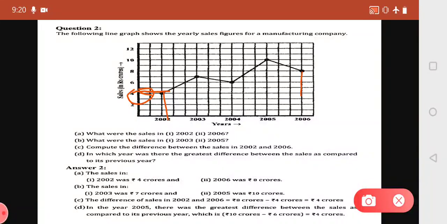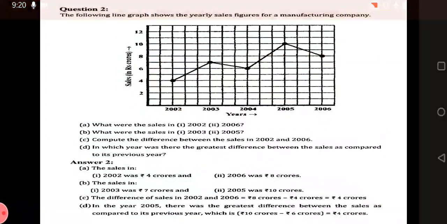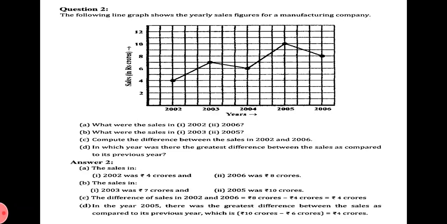So this is 2006. Let us see what number is given here. You can check it out. It is 8. So in the year 2006, 8 crores sales was done. So we write the answers. The sales in 2002 was rupees 4 crores and in 2006 was rupees 8 crores. Next question number B. What were the sales in 2003 and 2005?